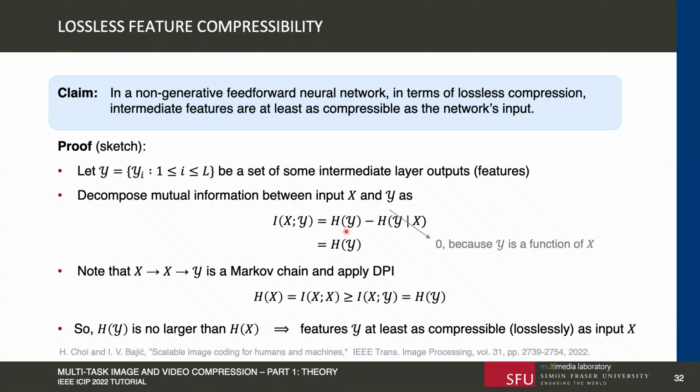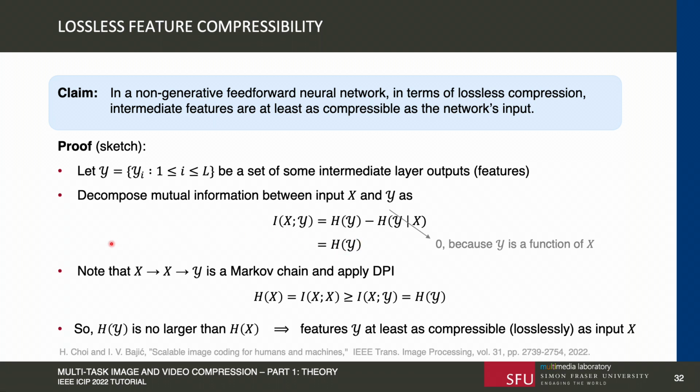So this is the entropy of Y minus the conditional entropy of Y given X. Now, the conditional entropy of Y given X is the uncertainty in Y when X is given. But because Y, the features, is a function of the input X, there is no remaining uncertainty left. So Y is known exactly when X is given, and so this conditional entropy is 0. And so we see that the mutual information between the input and the features is just the feature entropy.